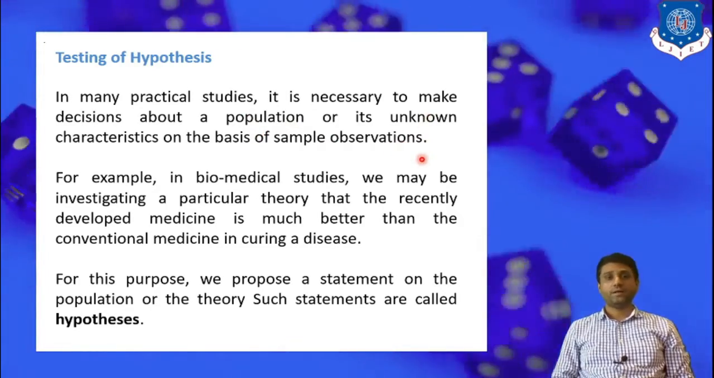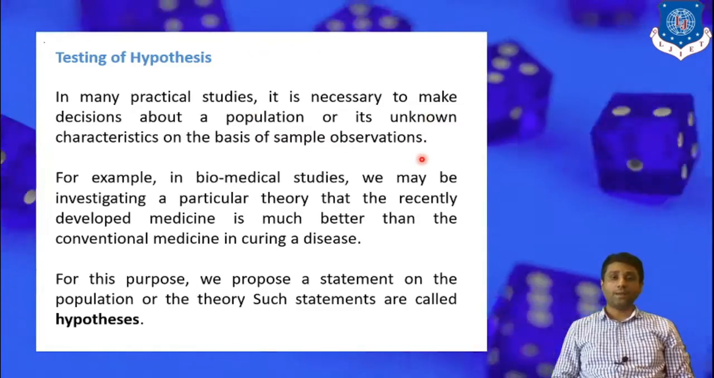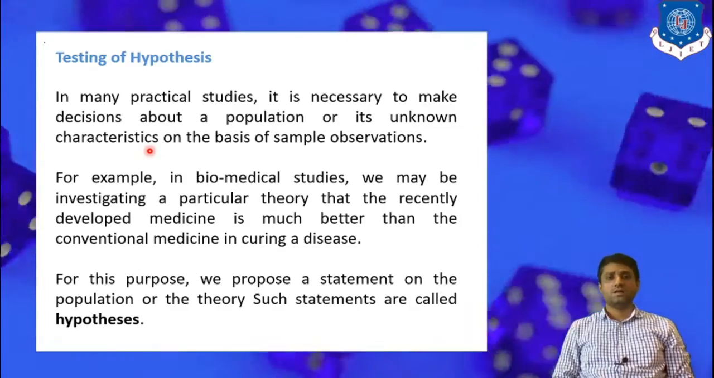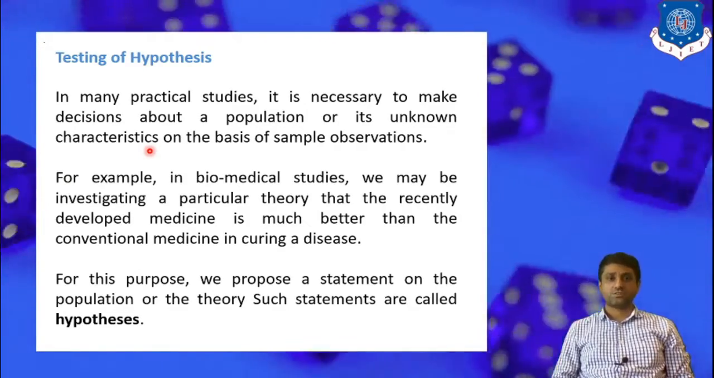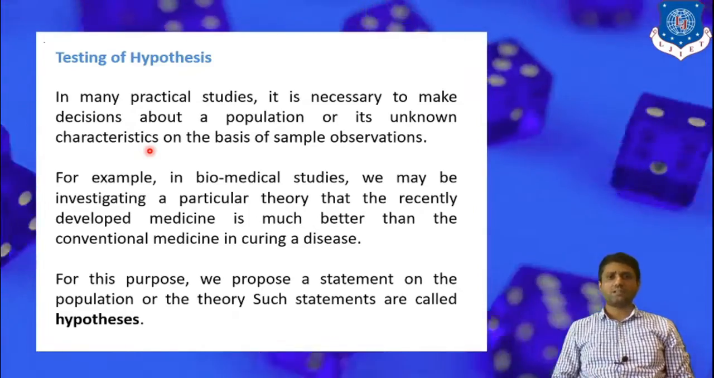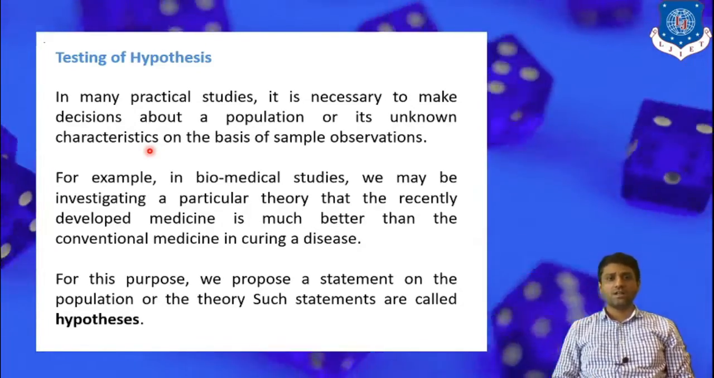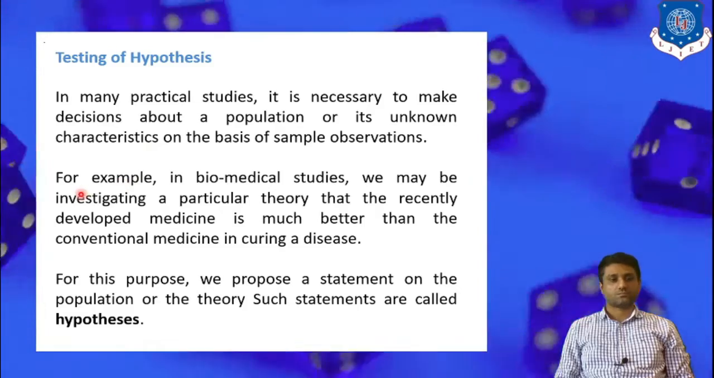So we make a decision about the population or its unknown characteristics on the basis of sample observations, which is definitely an application of statistics. The characteristics of these random experiments, that is, we have to talk about the mathematical expectation, mu, and other parameters like variance and standard deviation, each and everything that is useful for the testing of the hypothesis.